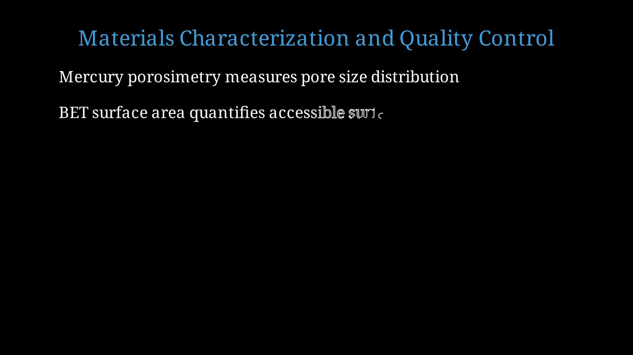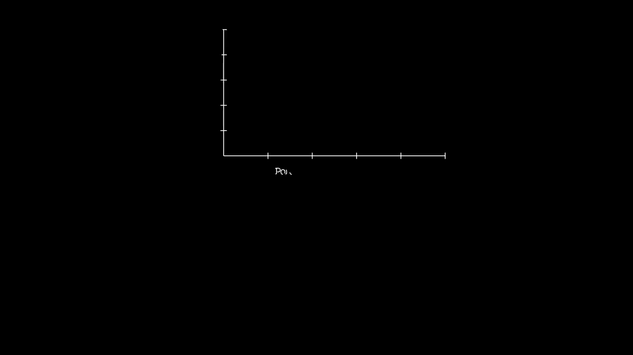The Brunauer-Emmett-Teller method uses nitrogen adsorption isotherms to calculate specific surface area. High surface areas, often exceeding 100 square meters per gram, are characteristic of successful droplet-templated materials. This pore size distribution from mercury porosimetry shows differential pore volume versus pore diameter. The sharp peak indicates narrow size distribution from monodisperse droplet templates, a hallmark of high-quality droplet-templated materials.